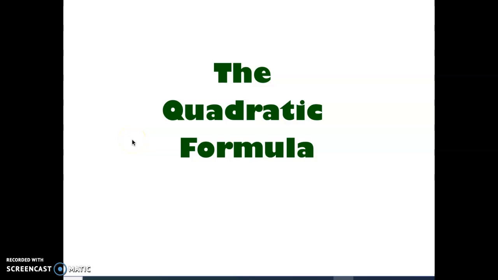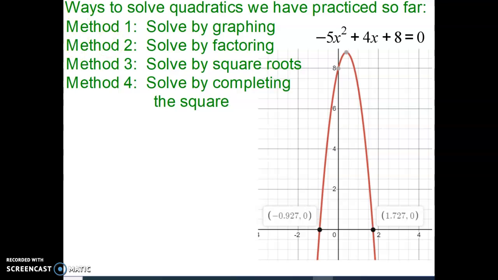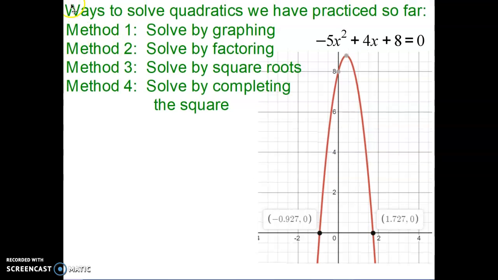Today we're going to be talking about the quadratic formula. This is something you have already done in your past algebra classes, so hopefully today is just going to be a good review.